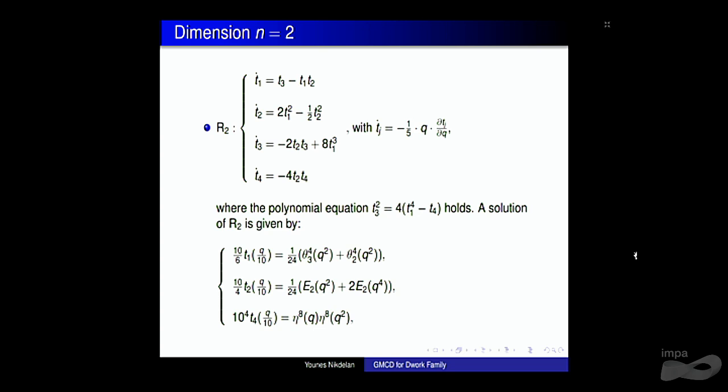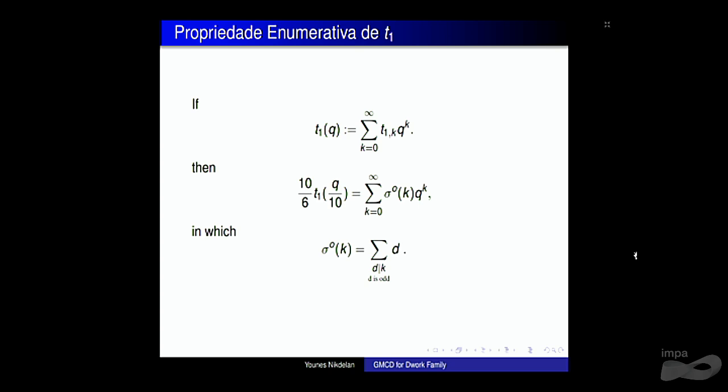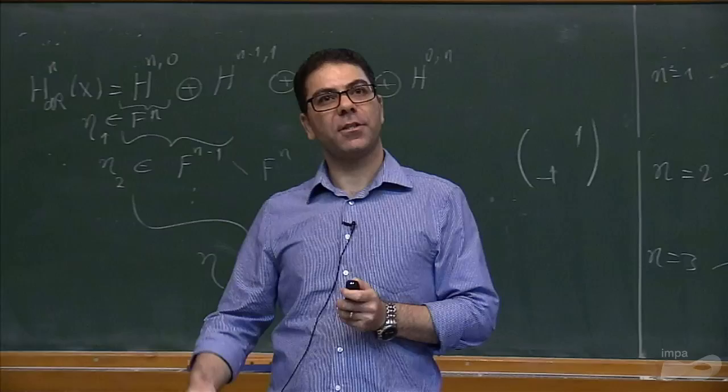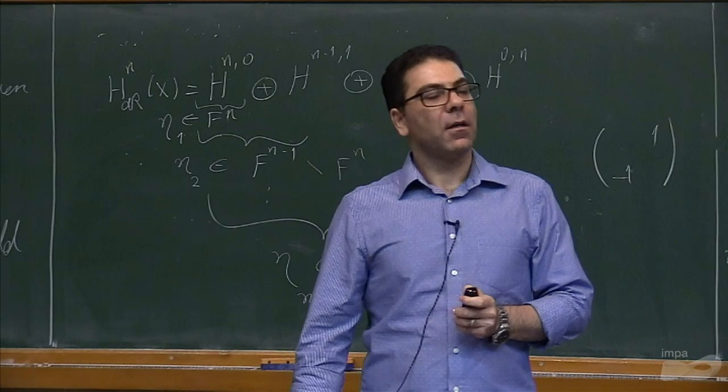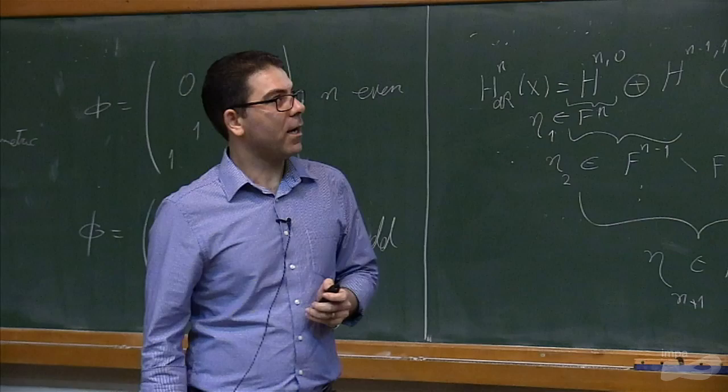So in the case n equals 2 also, we found the solutions. The vector field is given like this, and the solutions again are given in terms of modular forms and quasi-modular forms. In the case n equals 2 also, we have this enumerative property: T1 here is exactly the generating function of the odd divisor function. Continuing this process, we could find solutions for n equals 3 and n equals 4. But there the integer coefficients that we found in the q-expansion are very big, and we couldn't relate them to modular forms.